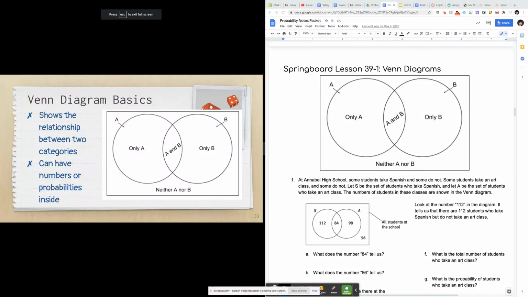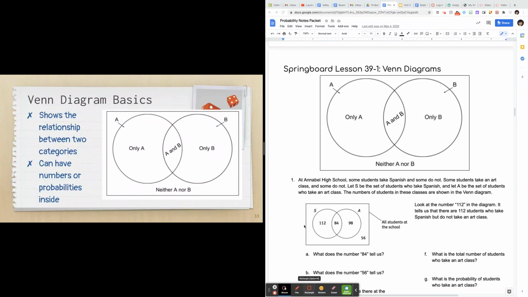Hello folks, so this is a video for you about Venn diagrams and how we use them to solve probability problems. If you are following along with me on your notes, I'm actually going to skip around on the notes a little bit and talk to you about the basics. We're going to talk about the different parts and what those different parts of the Venn diagram mean, and then I'm going to show you an example with numbers and then another with probability.